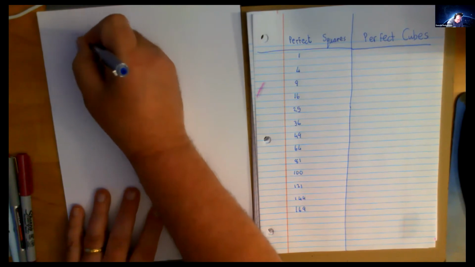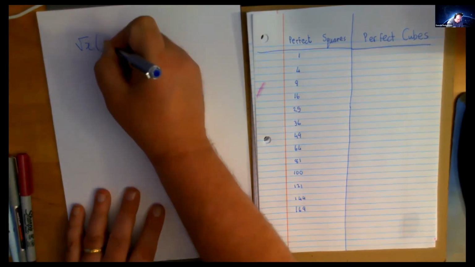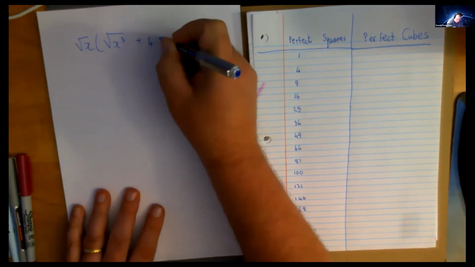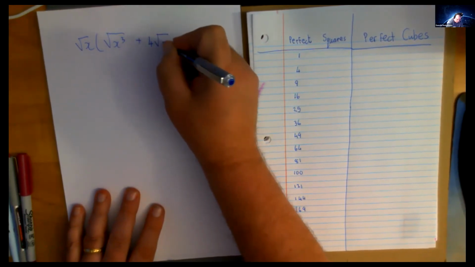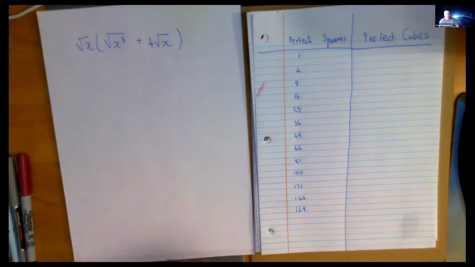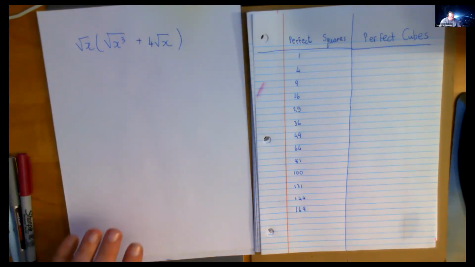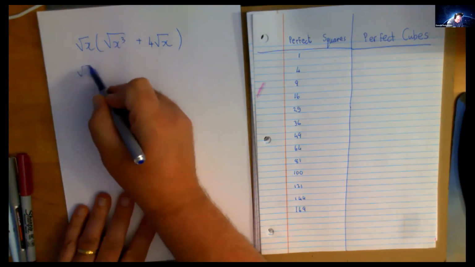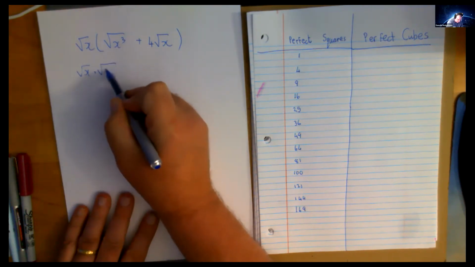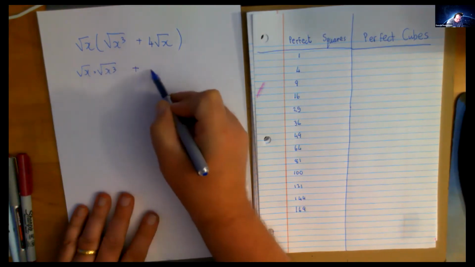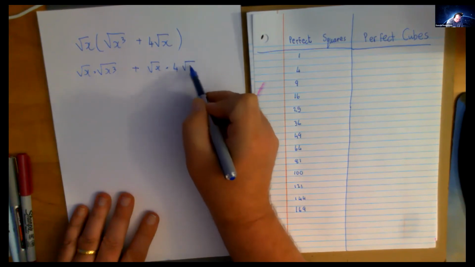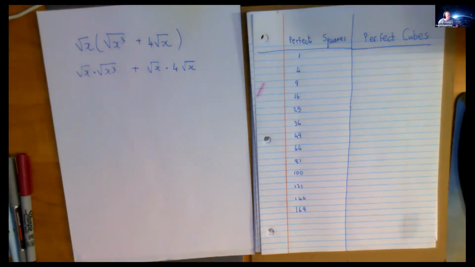So let's do the square root of x times the square root of x cubed plus 4 times the square root of x. Right, so this would count as what, a distributive law question? So I'll try and take every step I can. If you multiply these together, you get the square root of x times the square root of x cubed plus the square root of x times 4 times the square root of x.